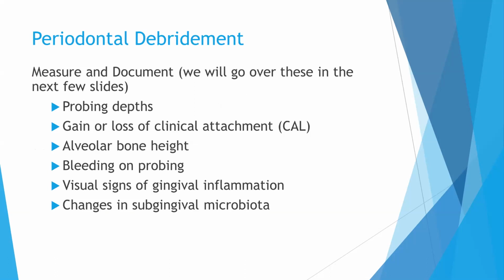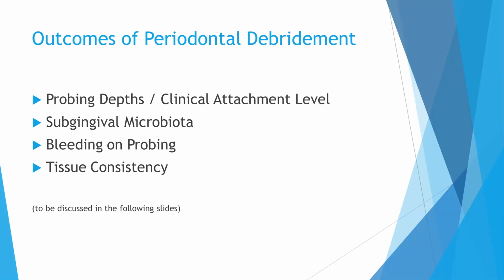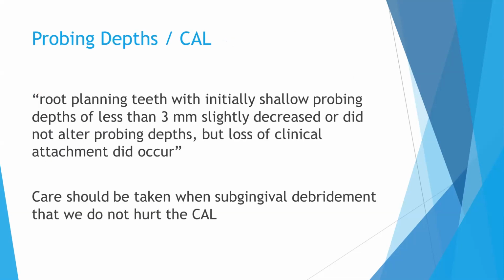So we want to measure and document, and we're going to go over that. Okay, we're going to be doing a full assessment, probing depths. We're going to be comparing gain or loss of clinical attachment, alveolar bone height with radiographs, bleeding on probing. We're getting a percentage of that and having a bleeding index, the visual signs of inflammation, the color, contour, consistency, as well as changes in the subgingival microbiota. So the outcomes of periodontal debridement, again, we're looking at all of these things that are going to be increasing, decreasing, and trying to come up with why.